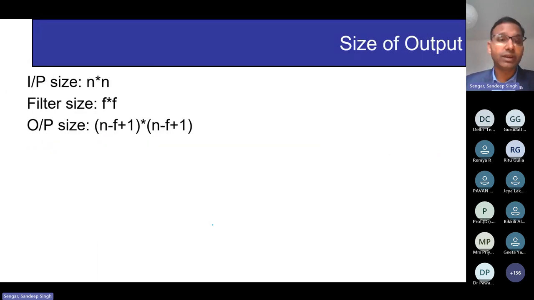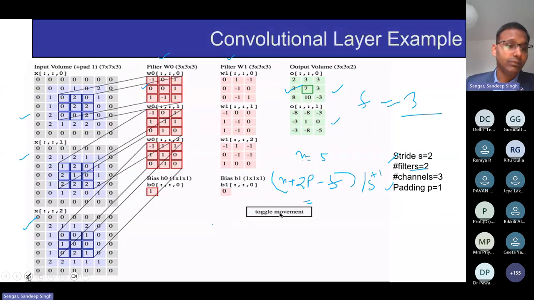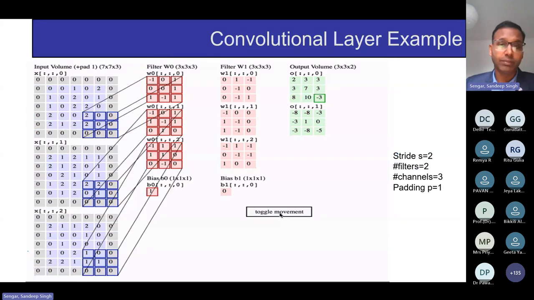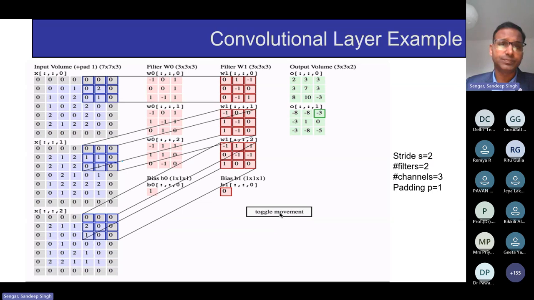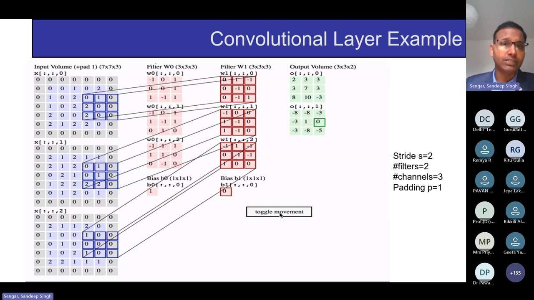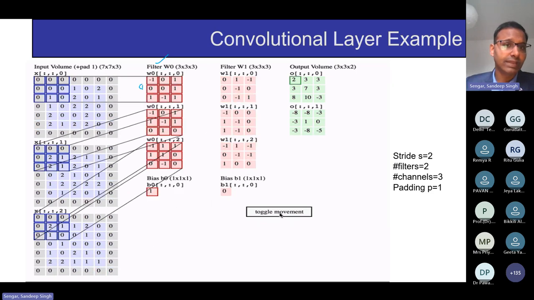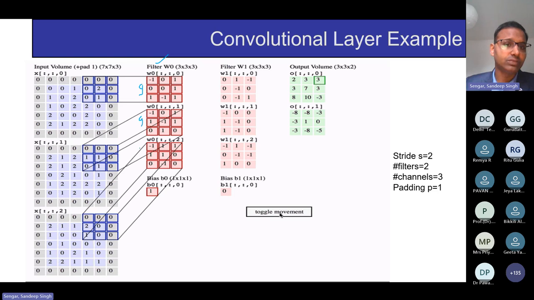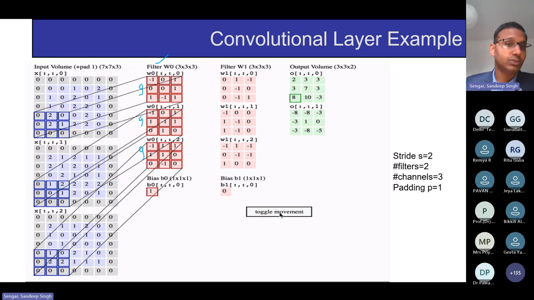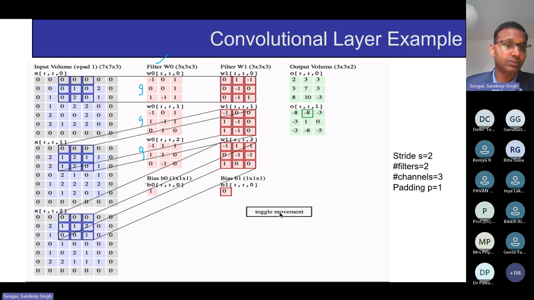Now, one more important thing in convolution layer is number of parameters, right? We measure the complexity of a model with the help of number of parameters. So how to find number of parameters? In these filters, we have a number of parameters, like filter W0. We have 9 values. Here also we have 9 values. Here also we have 9 values, right? So these are the parameters. So total 9 plus 9 plus 9 plus 1.